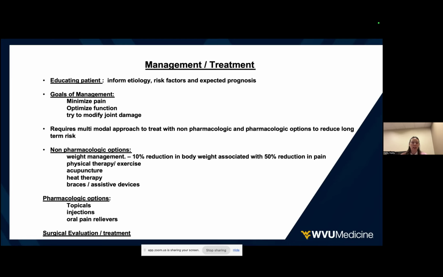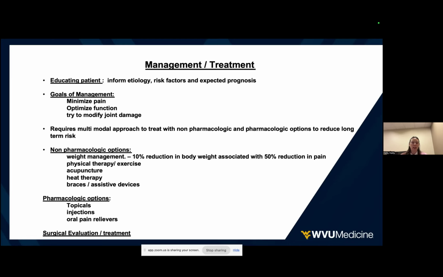We can also consider topicals, and there are several over-the-counter topical NSAIDs that patients more often than not will find great benefit from if they use them correctly. And it does have a lot lower risks than the oral NSAIDs, especially for patients who have known heart disease or chronic kidney disease or stomach ulcers or bleeding ulcers that really aren't great candidates for our oral NSAIDs. These topicals are a great alternative for them to use.